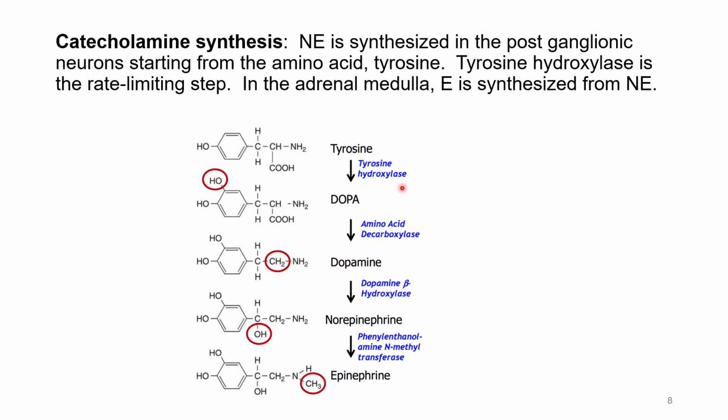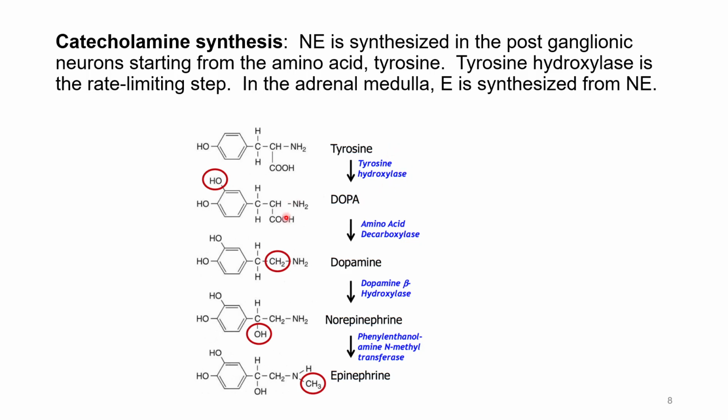All right, so these catecholamines, norepinephrine and epinephrine, are synthesized or made from the amino acid tyrosine. So tyrosine, the first thing that happens, you can see I've circled this in red, you see a hydroxylation on the aromatic ring, and this transforms the tyrosine into DOPA. The enzyme that catalyzes this is appropriately named tyrosine hydroxylase, meaning it's hydroxylating tyrosine.